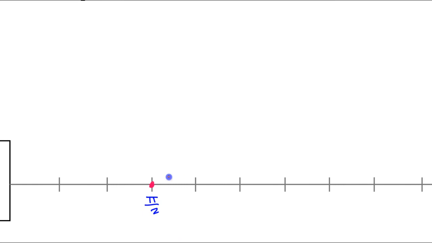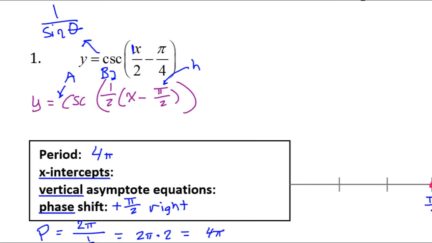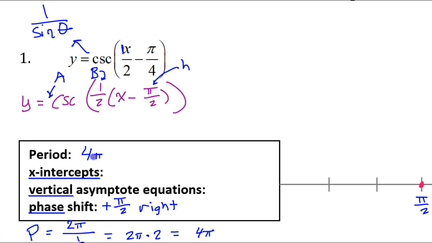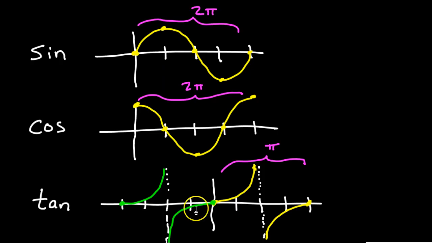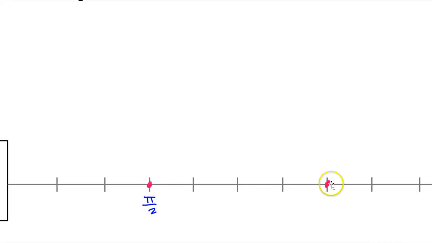The period of the sine function is 2 pi, but let me start over. Every one of these marks represents 1/4 of the period. So if I count over 1, 2, 3, 4, this should be the end of the sine function. And remember how the sine function begins and ends on the midline. So the sine function will begin and end here.